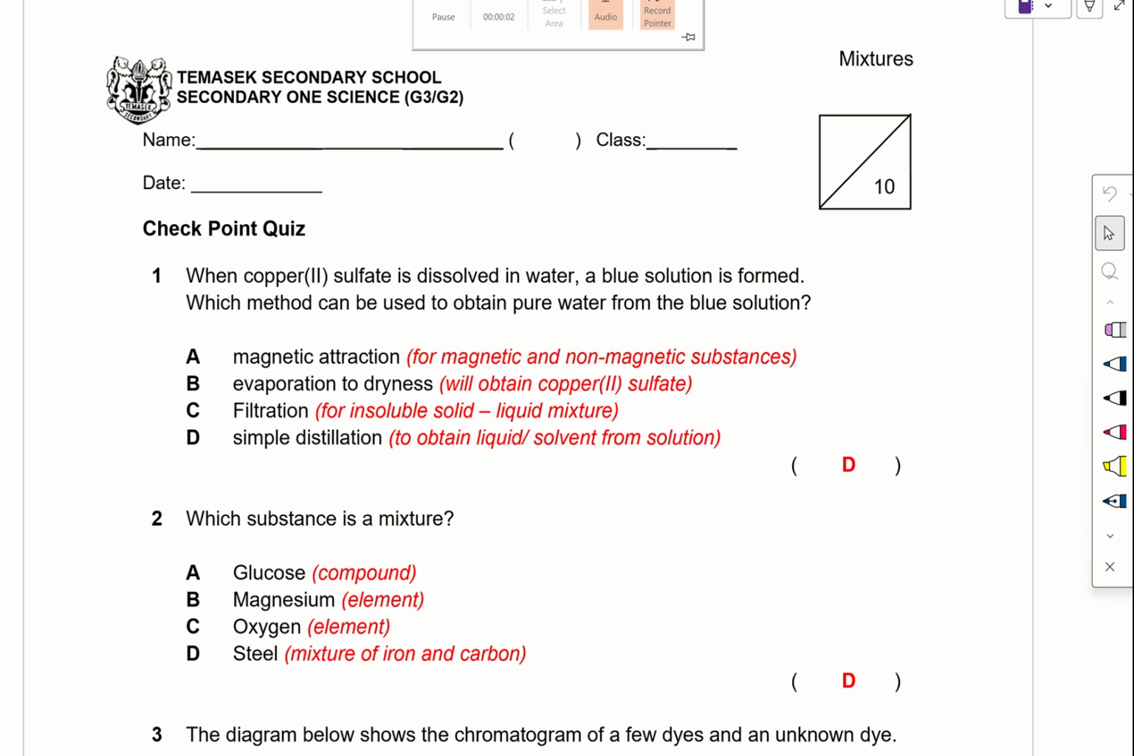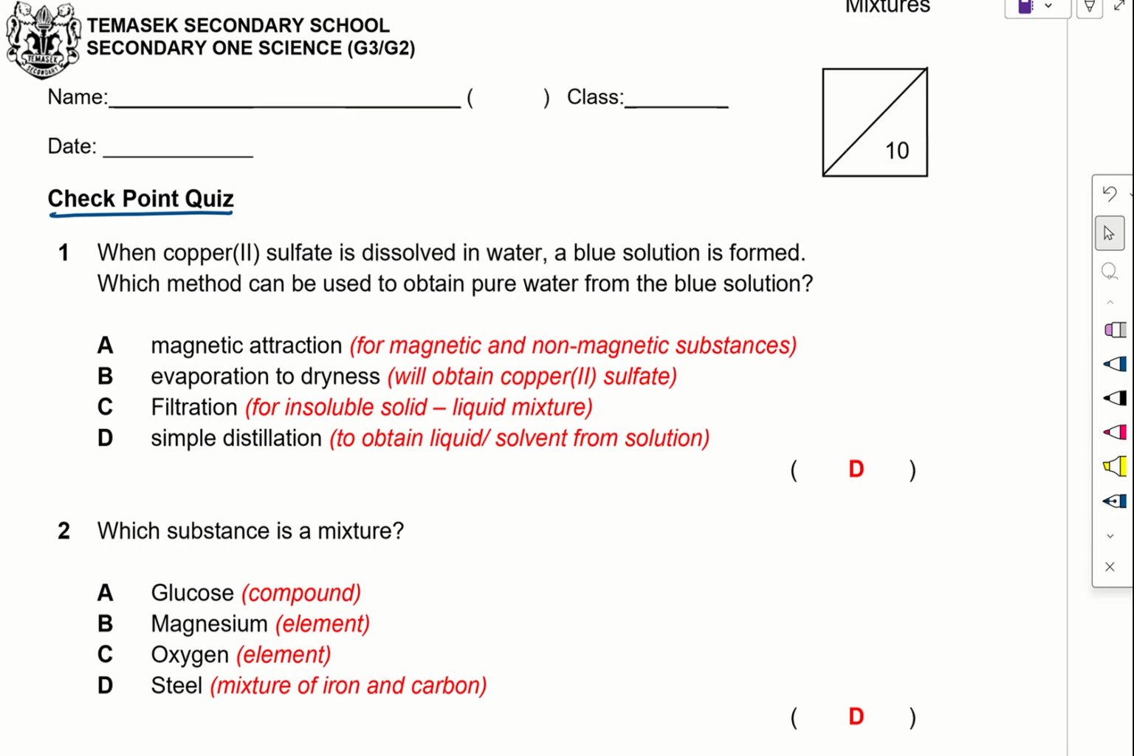Okay, for this video, we'll be going through separation techniques, the checkpoint quiz. So make sure you have tried this quiz before you look at the answers.